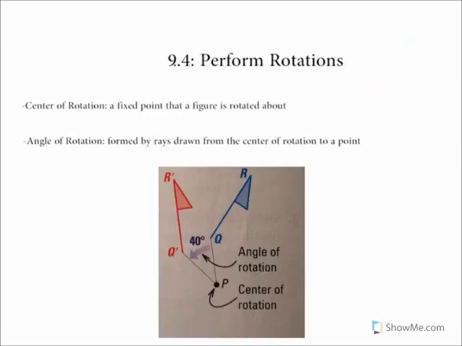Now we will start lesson 9.4, performing rotations. These 2 definitions are really important, so you might want to pause the screen so you can write them down. The first words that are important are center of rotation, and that is a fixed point that a figure is rotated about. This is represented by point P in the picture below. And the second definition is angle of rotation, formed by rays drawn from the center of rotation to a point.